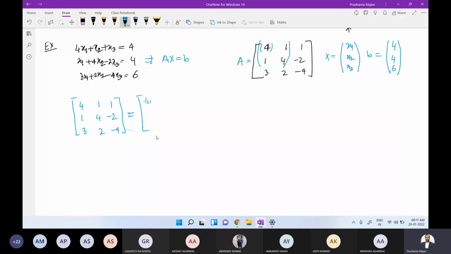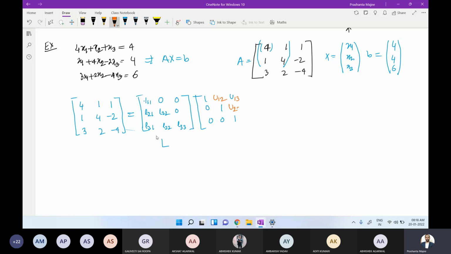So it is L11, 0, 0, L21, L22, 0, L31, L32, L33. This is the L matrix, into U, which is 1, U12, U13, 0, 1, U23, 0, 0, 1. I am using indices according to their position. You can give any name; there is no harm if you use any other symbols.